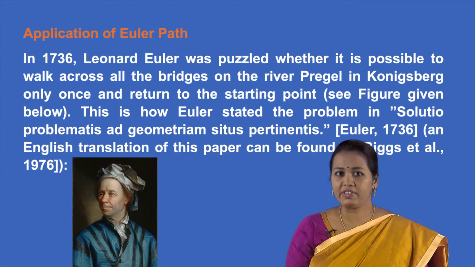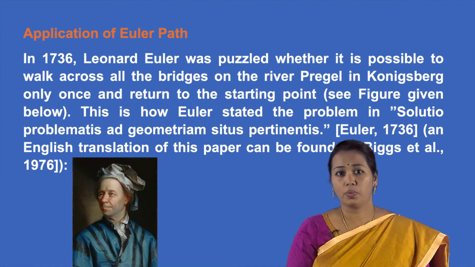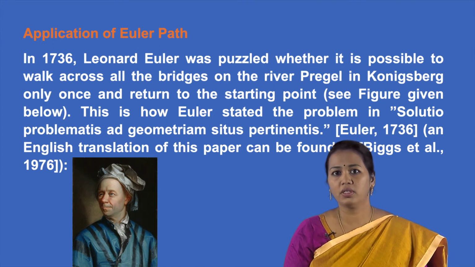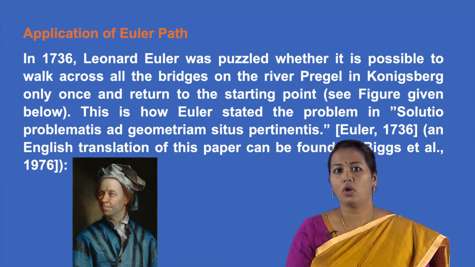In the previous section, we saw in detail about the circuit, the cycle and the various other definitions. So we will be seeing something called the Eulerian circuit and the Hamiltonian cycle, and these definitions we will be studying in detail in the upcoming modules, especially the next 2 modules. So let us now concentrate on something called the Euler path, and we will see some of the applications of the Euler path for now. The application of Euler path. In 1736, Leonhard Euler was puzzled whether it is possible to walk across all the bridges on the river Pregel in Königsberg only once.